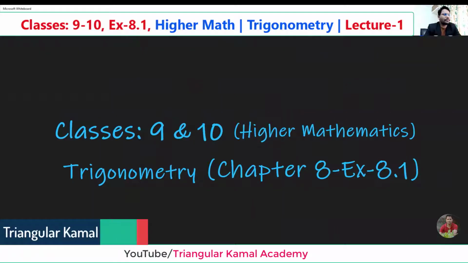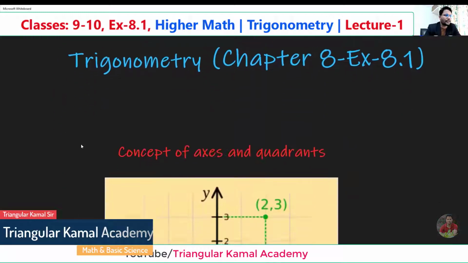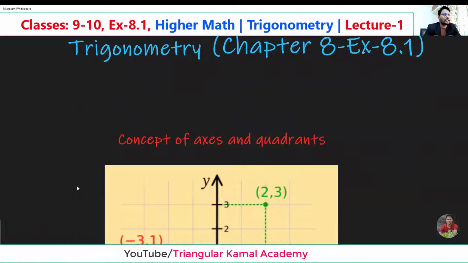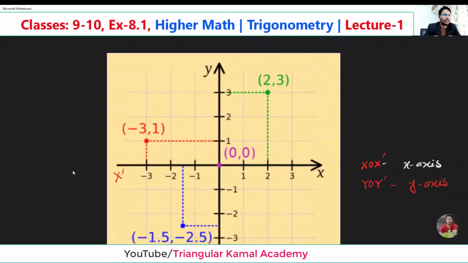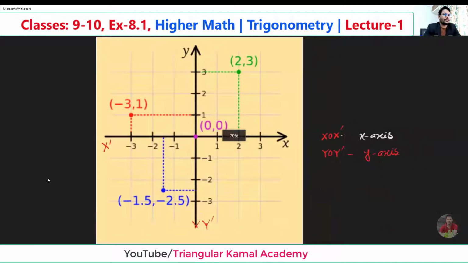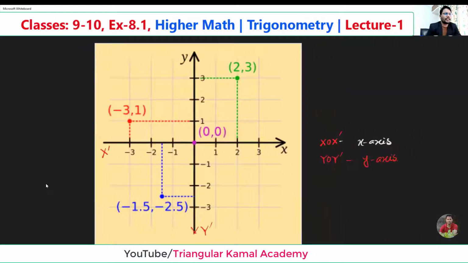Class 9-10 Higher Mathematics, Trigonometry, Chapter 8, and the content related to exercise 8.1. First we are going to discuss the concept of axes and quadrants. I think all of you know about the axes. X or x prime, this horizontal line is called the x-axis for short, and this vertical line y, the origin is O, and y prime, for short is called the y-axis.